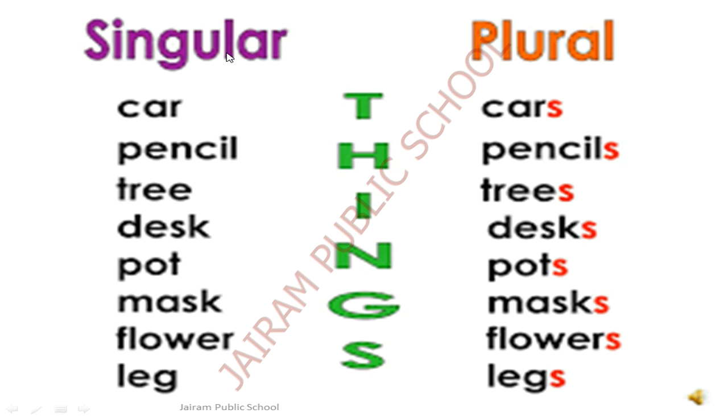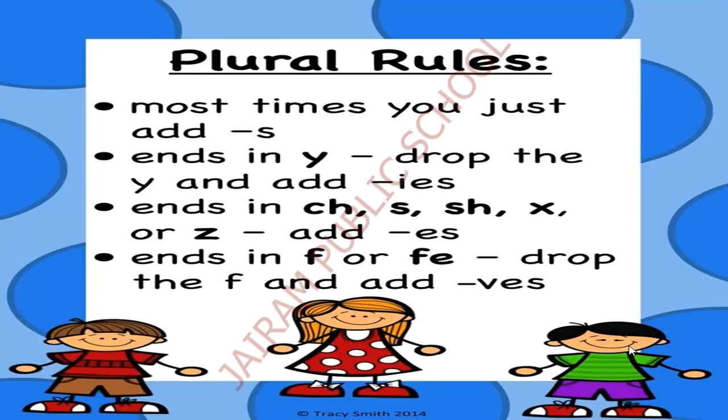We saw singular and plural in the last session. So let's recall at once and go to the next topic. Singular car plus s, cars; pencil, pencils; tree, trees; desk, desks; pot, pots; mask, masks; flower, flowers; leg, legs. These are all examples of singular and plural general things. So plural rules, we have seen some rules yesterday.